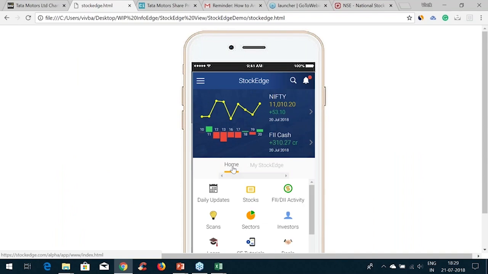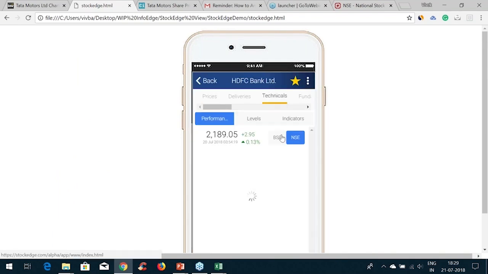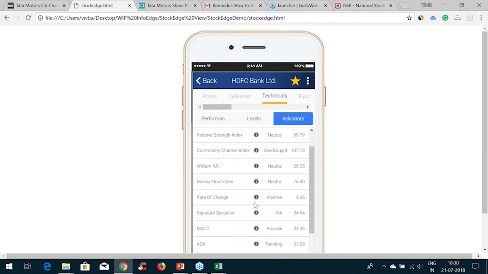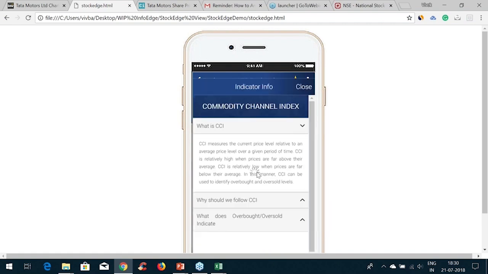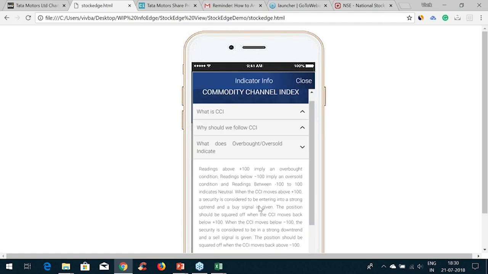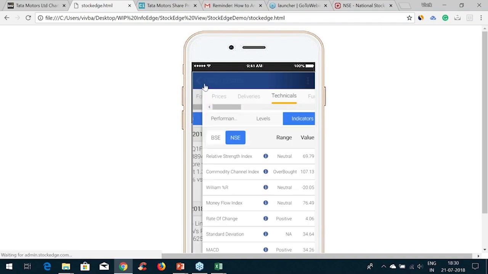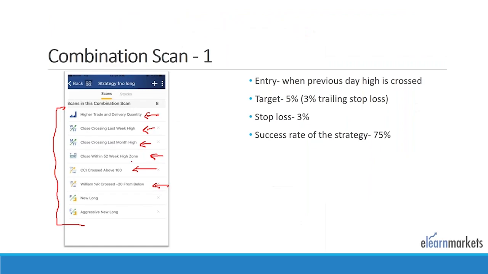Or if you go to any specific stock page and go to technical, in technical you have indicators. You go to say any indicator, say CCI. You click I, you get the text as well as a short video on that indicator which will tell you what this indicator is all about. Okay, so CCI, then you have Williams %R, the new long, and aggressive new long.